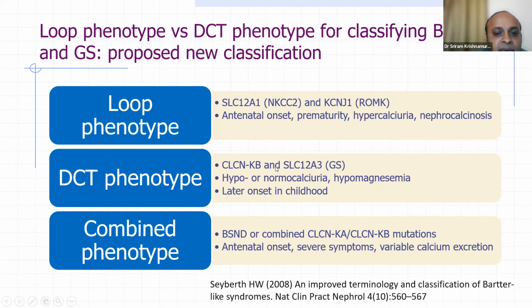Whereas the DCT phenotype is characterized by CLCNKB, that is the classical Bartter, which would fit into this, and then Gitelman syndrome would also fit into this. This would not have hypercalciuria so commonly. It would be more characterized by hypocalciuria or normocalciuria. Hypomagnesemia indicates a DCT phenotype. This has a much later onset in childhood classically. The combined phenotype is BSND, which is Bartter syndrome type 4A, or CLCNKA and KB mutations, which are 4B. These have an antenatal onset, severe symptoms, and variable calcium excretion.